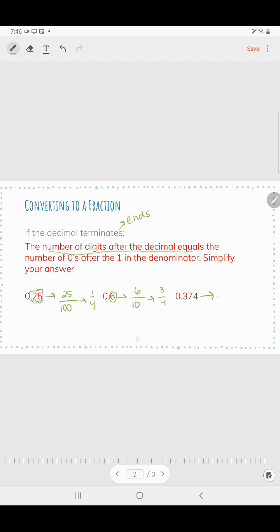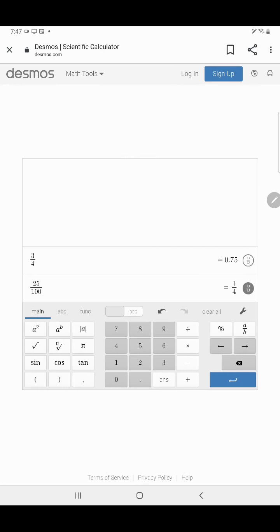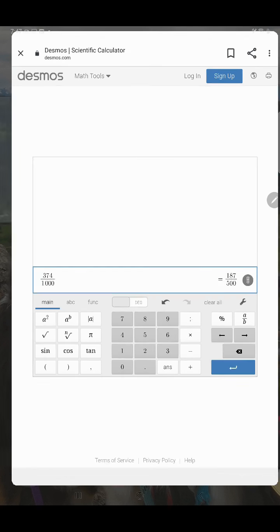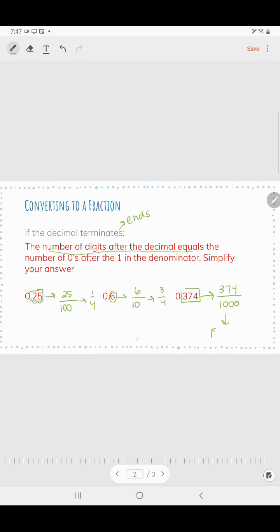Last but not least, I make my fraction. After my decimal is 374, so that goes on top. That is 3 digits long. So underneath, I'm going to write a 1 and 3 zeros. And I'm going to simplify. And that one I'm not very comfortable doing by hand. So here we go. 374 divided by 1,000. It does convert it to decimal. Click over here on that fraction button. 187 divided by 500. And that is how I convert decimals that end.